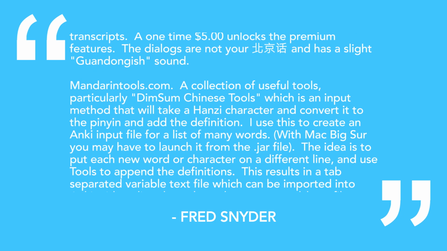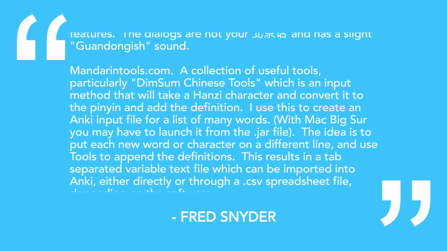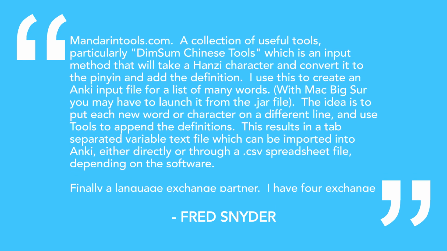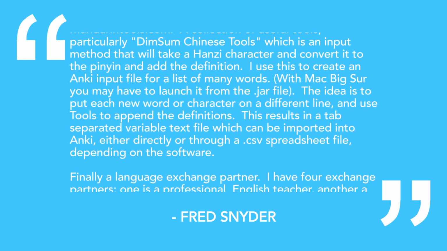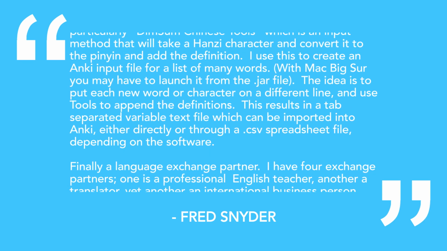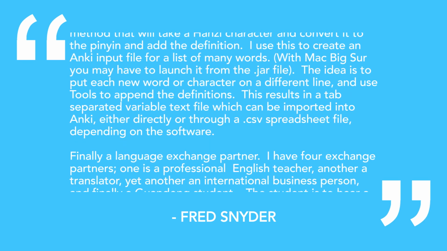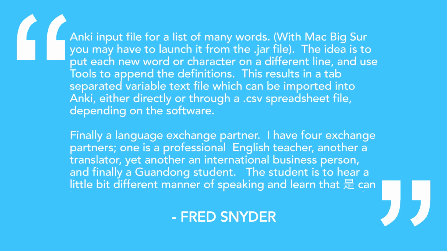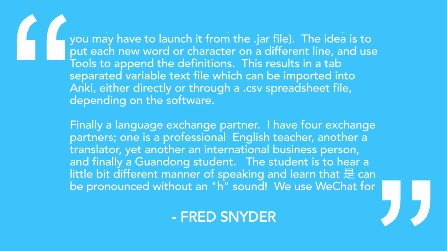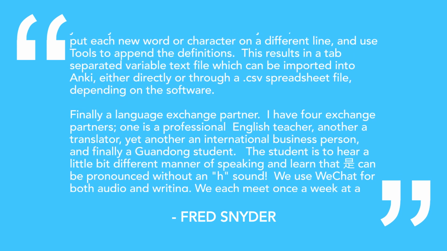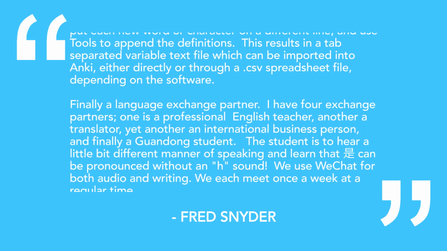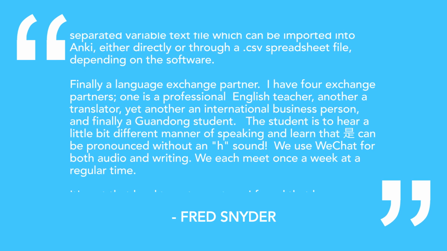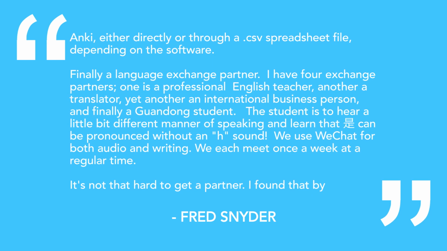MandarinTools.com, a collection of useful tools, particularly Dim Sum Chinese tools, which is an input method that will take a hanzi character and convert it to the pinyin and add the definition. I use this to create an Anki input file for a list of many words. With Mac Big Sur, you may have to launch it from the .jar file. The idea is to put each new word or character on a different line and use tools to append the definitions. This results in a tab-separated variable text file, which can be imported into Anki either directly or through a .csv spreadsheet file, depending on the software.